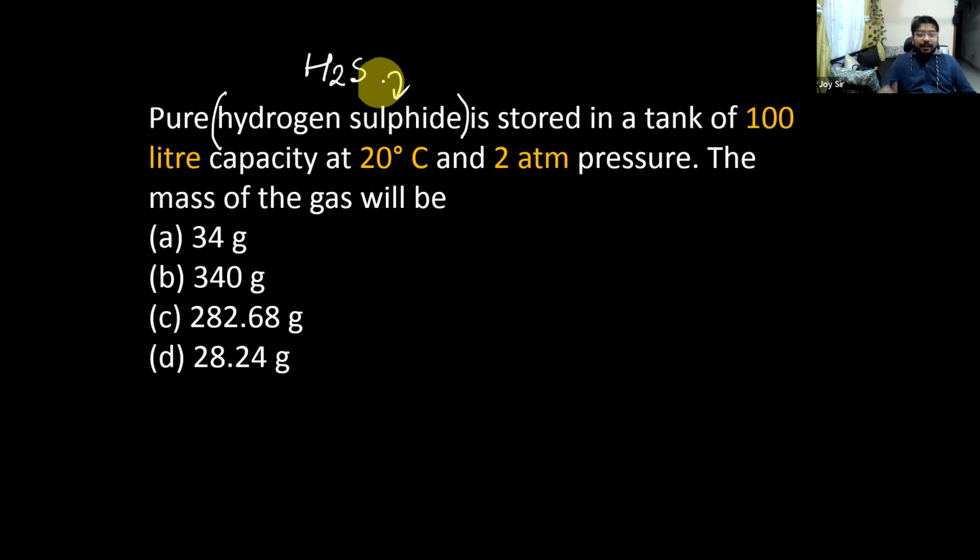Stored in a tank of 100 liter capacity at 20 degrees Celsius, 2 atmospheric pressure. The mass of the gas will be, तुमको क्या निकालना है? मास. गैस का मोलर मास कितना होगा? Just you have to find out that value. Please try to do that. Molar mass नहीं निकालना, sorry, the mass. Mass means given weight. How much weight of the gas is taken? You can very easily find out. No issues.